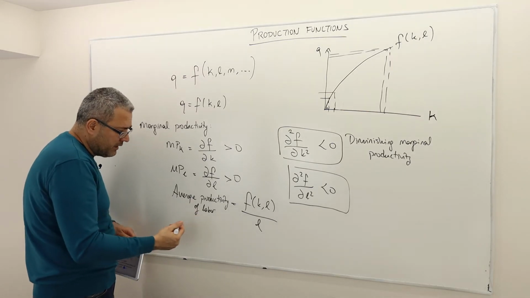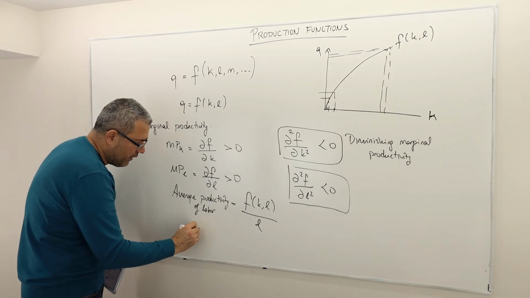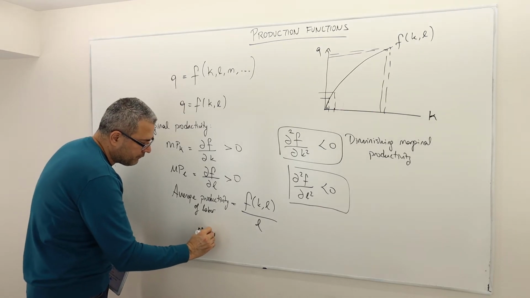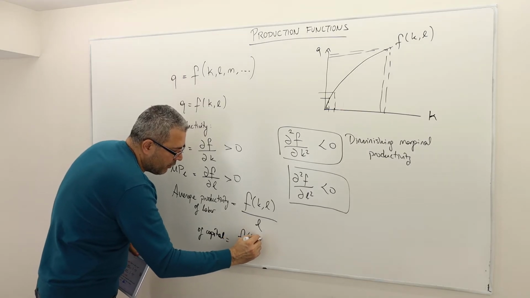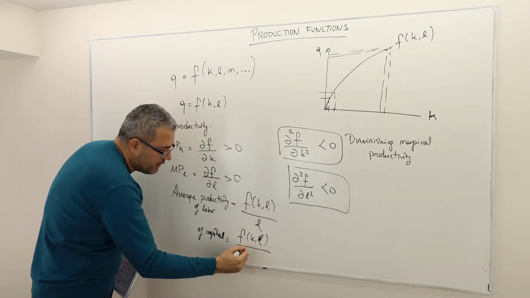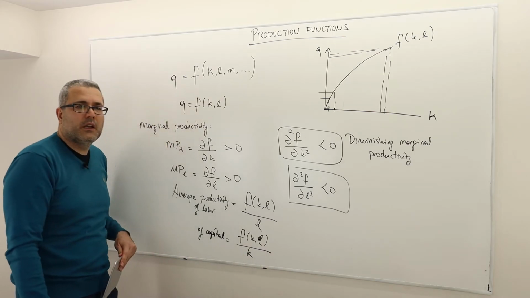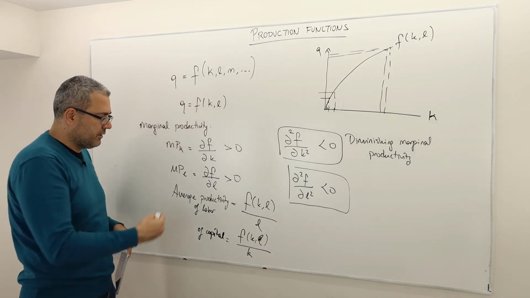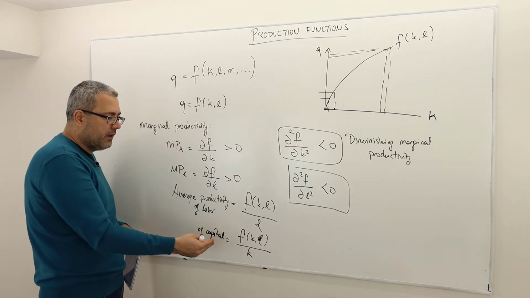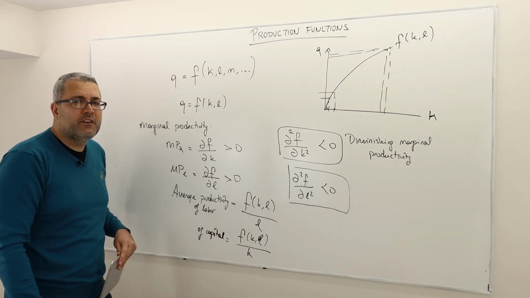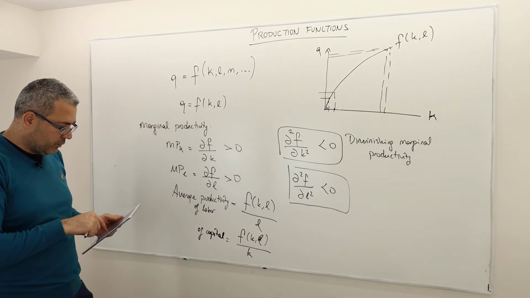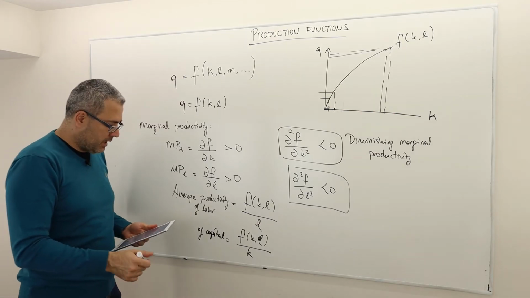Well, similarly, you can define the average productivity of capital. And again, it's just your total product divided by the total capital input you're using. All right, so it's the average quantity, average output per a unit of capital you're using. All right, this is what you are measuring.